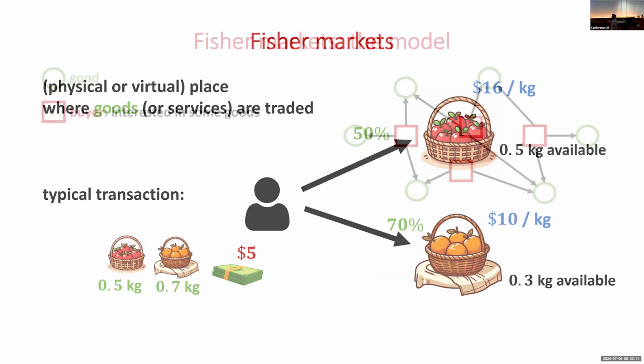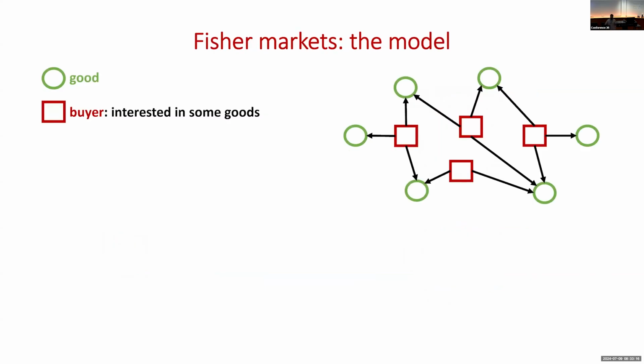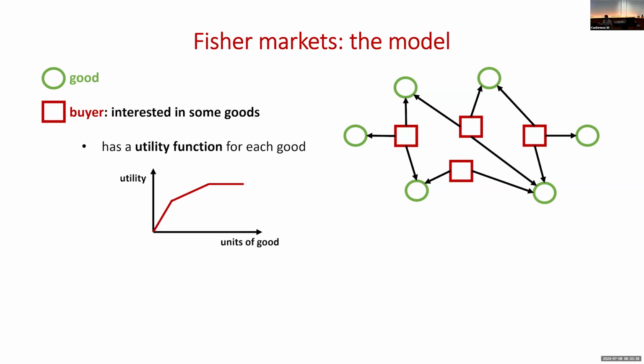Okay, so let's make things a bit more formal. You have many goods, many buyers, and each buyer is interested in some goods, right? So you have the squares being the buyers being interested in goods, and this is represented by an arrow. Okay. And we have utility functions here. One utility function per buyer towards a good.